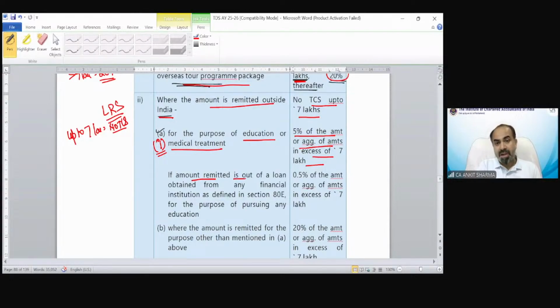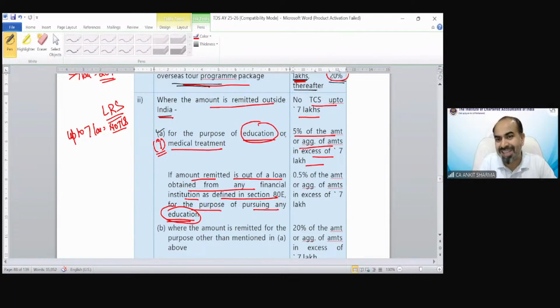If amount remitted is out of a loan obtained from any financial institution as defined in section 80E for higher education loan, etc., for the purpose of pursuing any education. Now, suppose you are transferring money outside India, but that money is out of education loan. It is not your money. You have taken education loan and you are remitting that amount outside India, and that is all for education purpose. If that is without loan, then the rate would be 5% exceeding 7 lakh.